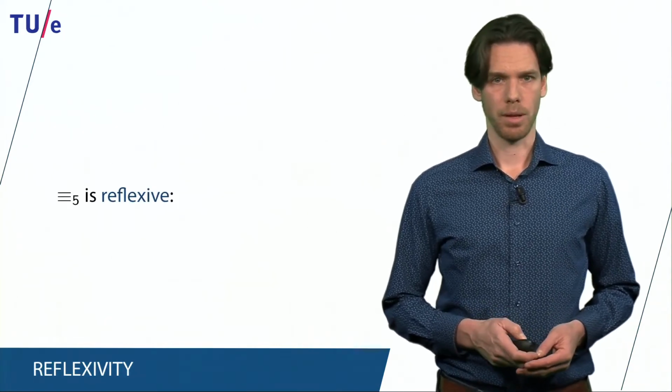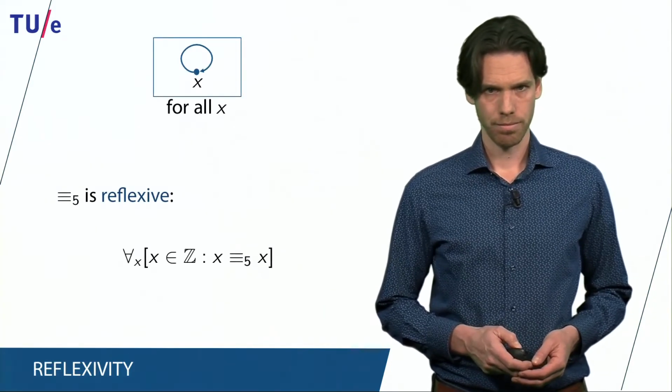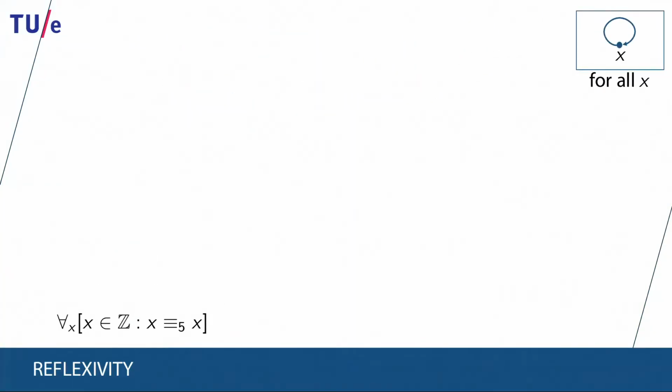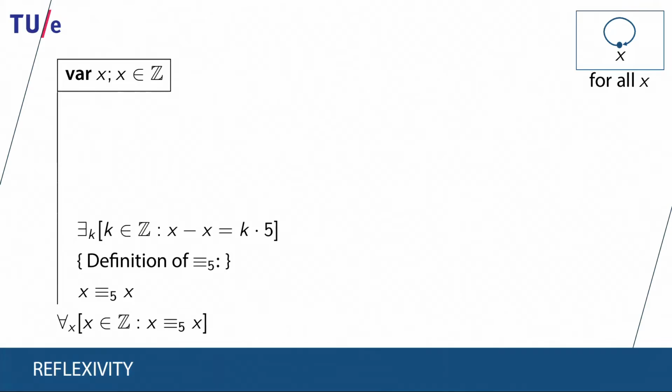We start with reflexivity. Recall that a relation is reflexive if every element is related to itself. Since our goal is to establish a universal quantification, we declare an integer variable x and set as our new goal to prove that this x is equivalent to itself modulo 5. We now use the definition of equivalence modulo 5 to better understand what this means. The definition tells us that in order to prove that x is equivalent to itself modulo 5, we need to establish a certain existential quantification. Note that here we have simply instantiated the definition of equivalence modulo 5. To prove the existential quantification, it suffices to find some integer k, such that x minus x is k times 5.